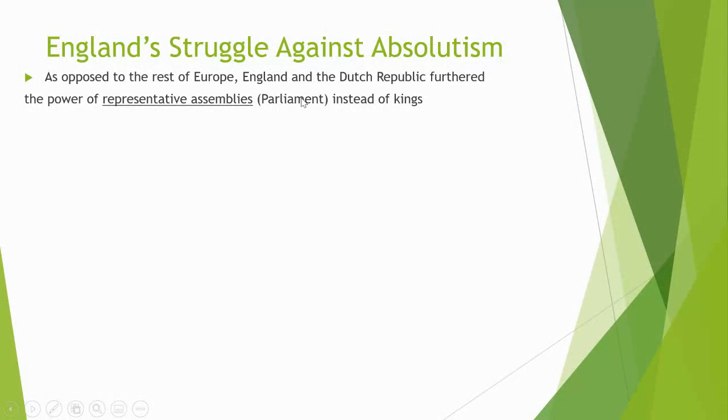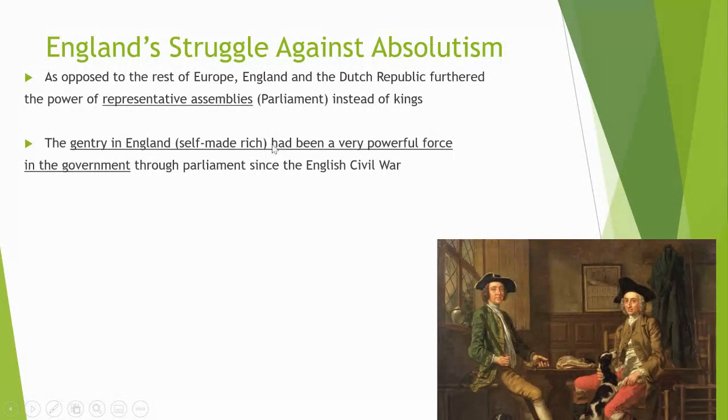So as opposed to the rest of Europe, England and the Dutch Republic, which is the Netherlands, remember they gained their independence after the 30 Years' War. They broke away from Spain after the 80-year revolt. Both furthered the power of representative assemblies, which is just a parliament, a group of people coming together making decisions instead of kings. Our parliament here in the United States is called Congress, the Senate and the House of Representatives.